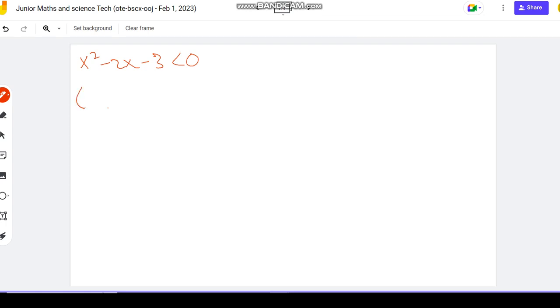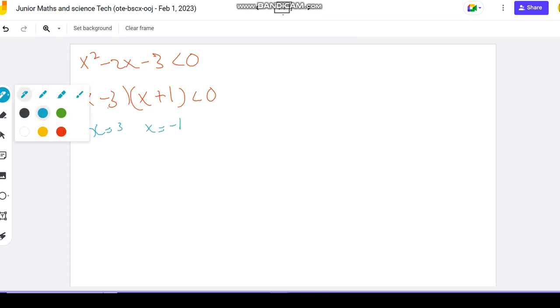Meaning here you'll just have values which, when you multiply them together, give you negative 3, but when you add them or subtract them, give you negative 2. Meaning you'll just have (x minus 3)(x plus 1) less than 0. Now, if you were having an equal sign, you would get x equals 3 and x equals negative 1.